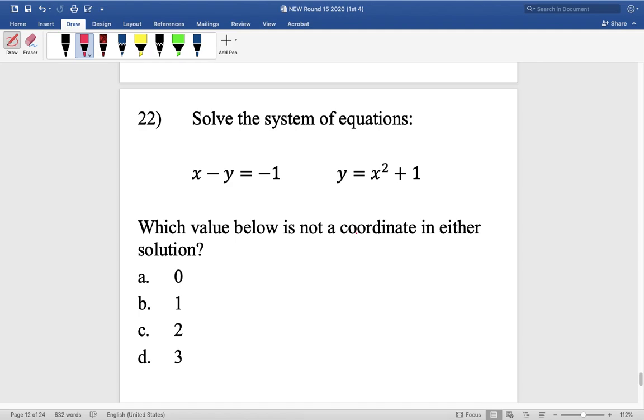22, sorry, solve the system of equations. Well, you can do it however you want to. I probably see it the easiest. I bring the 1 over there and it's x plus 1, bring the y over there. Now you can plug that y in there and you have x plus 1 is y squared plus 1. Solve that equation, probably done by factoring easiest, and you are finished.